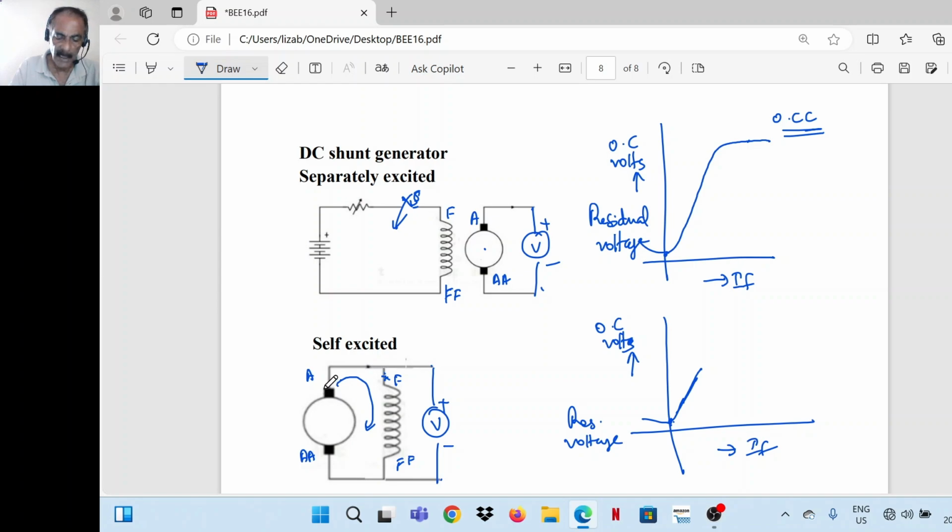Initially we start with the residual voltage. The residual voltage will circulate a small amount of current through the field winding. That is, the field is a bit more strengthened, and the voltage across the armature increases. That means when the voltage across the armature increases, the current through the field winding also increases. So this cumulative process continues till rated voltage is built up.